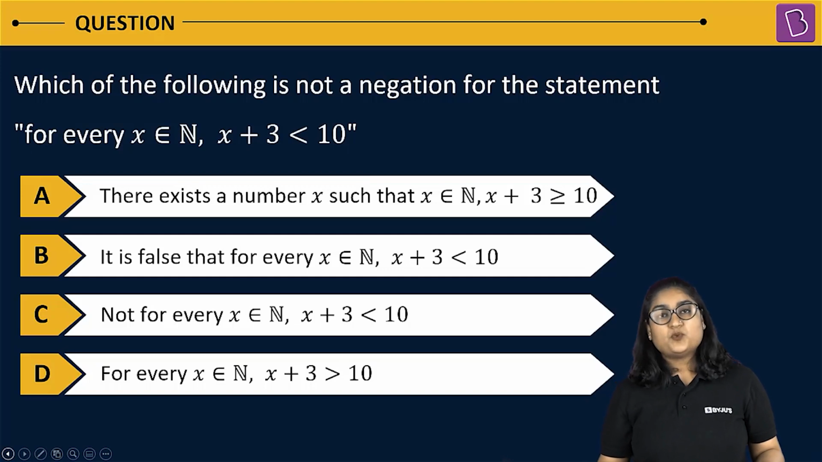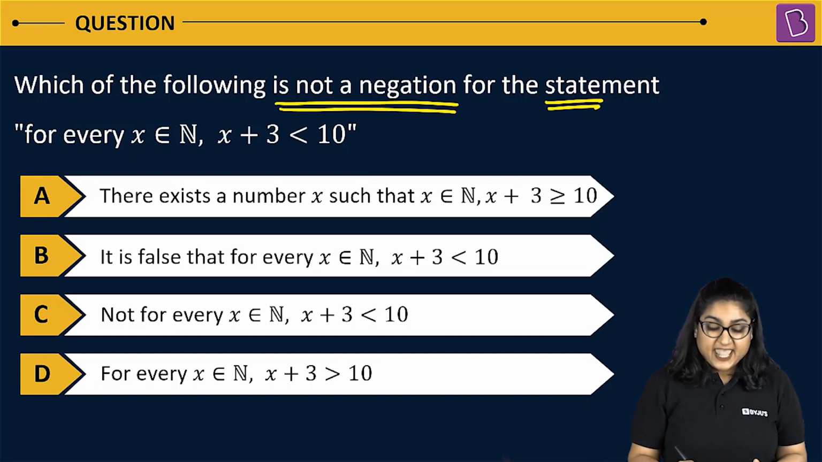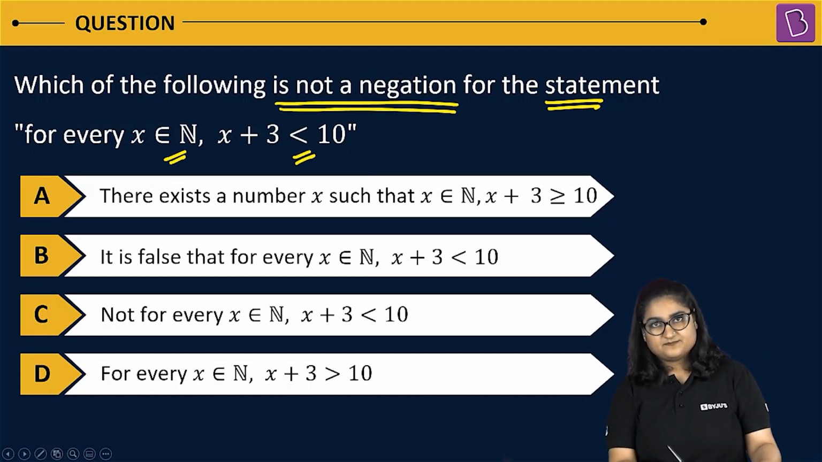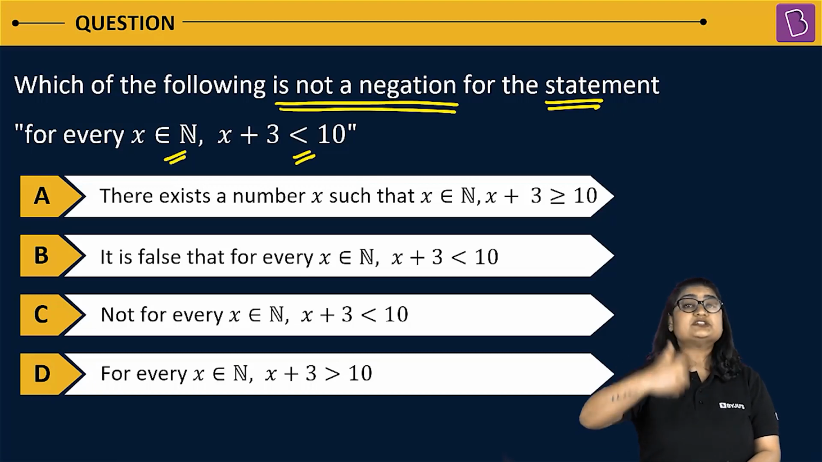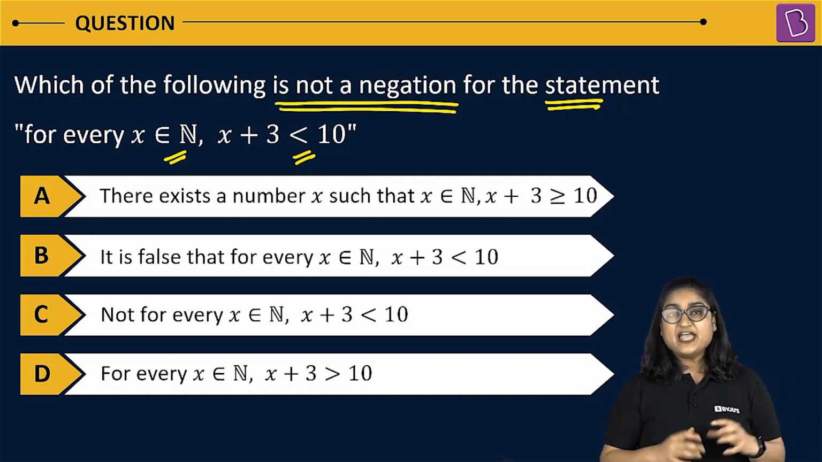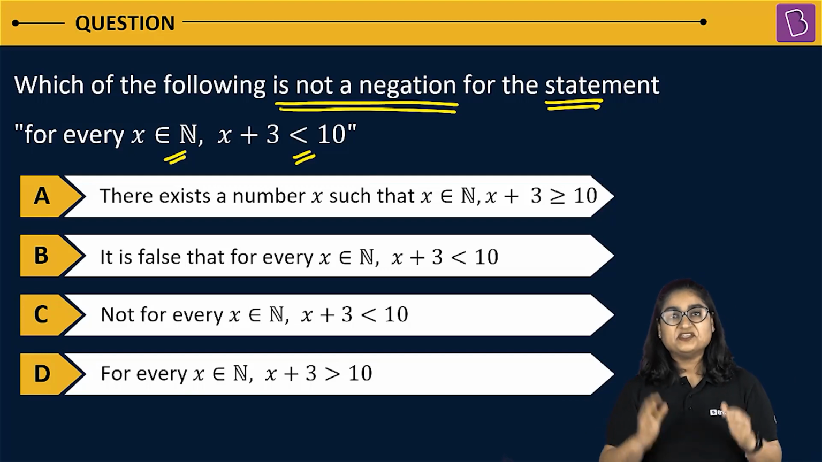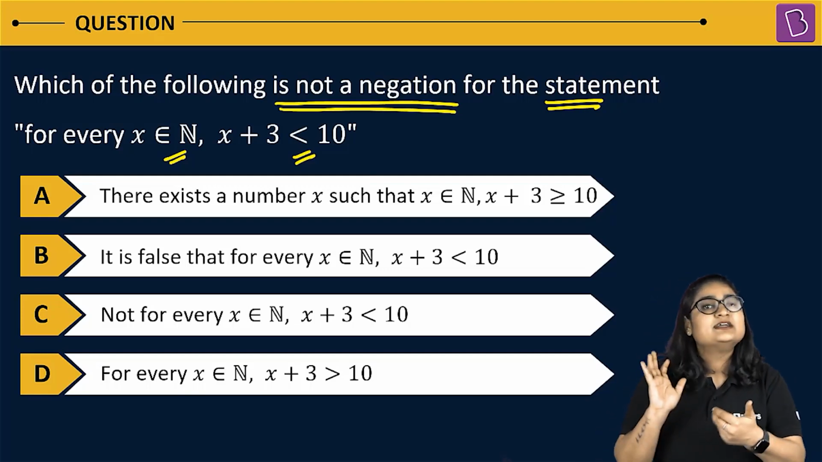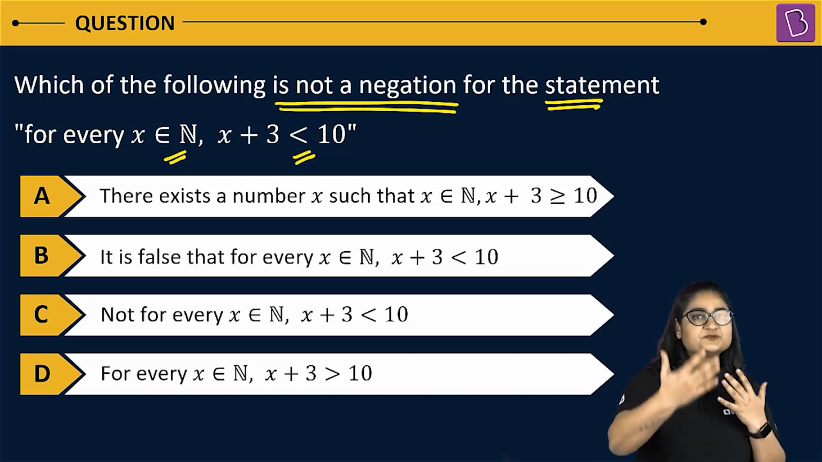So in this question, we have to find out which of the following is not a negation for the statement: for every x belonging to the set of natural numbers, x plus 3 is less than 10. Okay, so here we have to consider the statement for every x belonging to the set of natural numbers, x plus 3 is less than 10. And what do we have to find out here? We have to find out which of the following is not a negation for this given statement. Okay, so we'll go option by option.